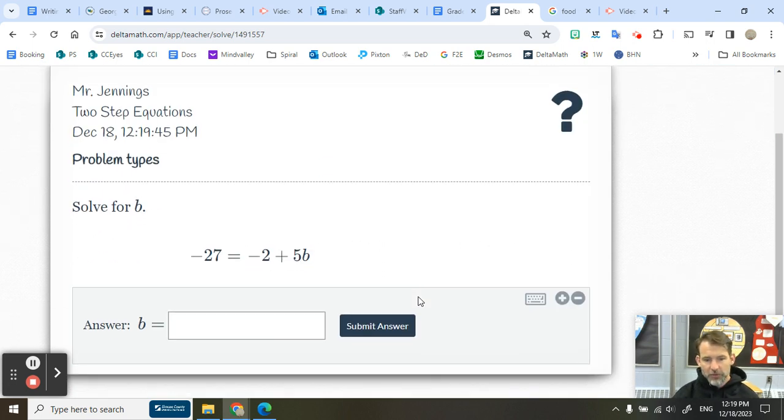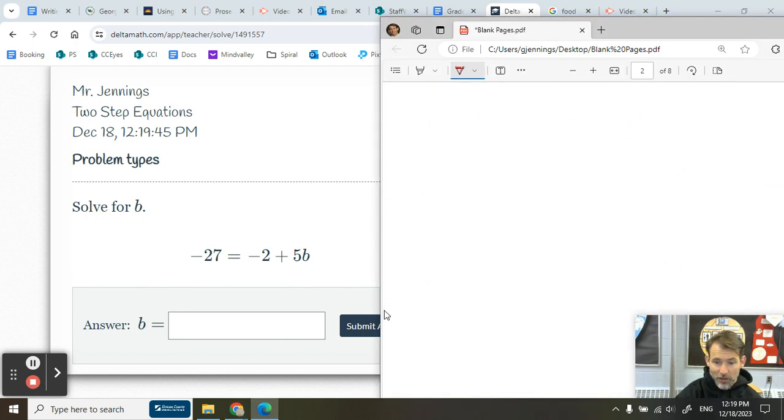Negative 27 is equal to negative 2 plus 5b. I add 2 to both sides. Negative 25 is equal to 5b. Divide both sides by 5. B is negative 5. What? He does them in his head? Yes, and you can too, if you just work at it.